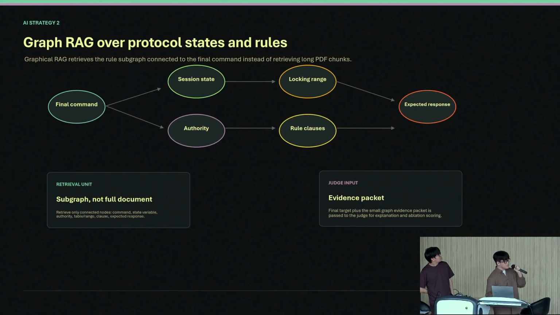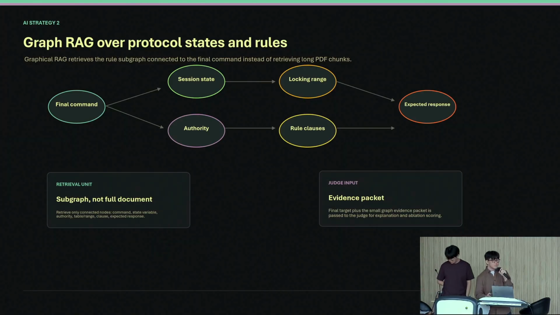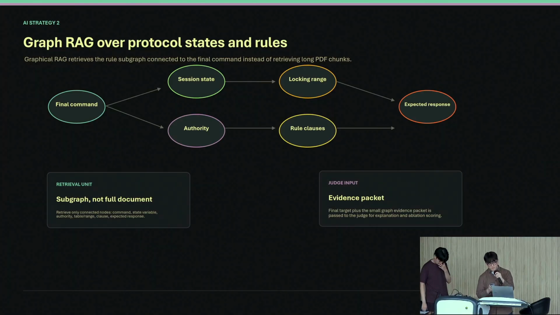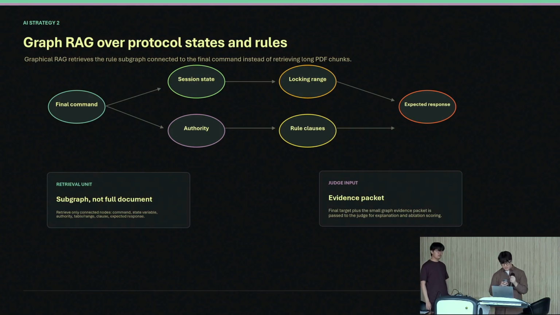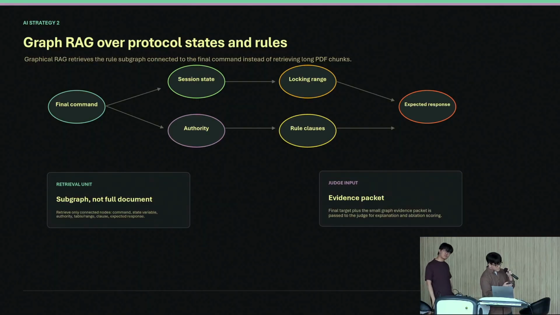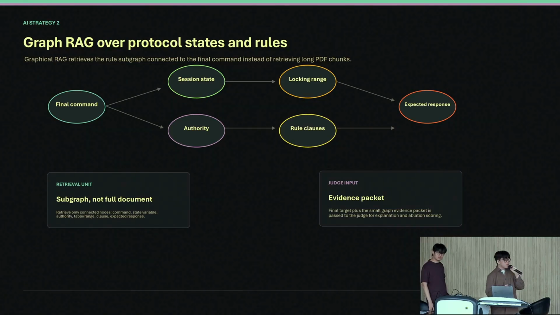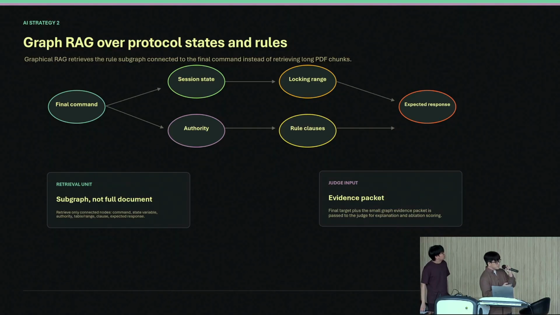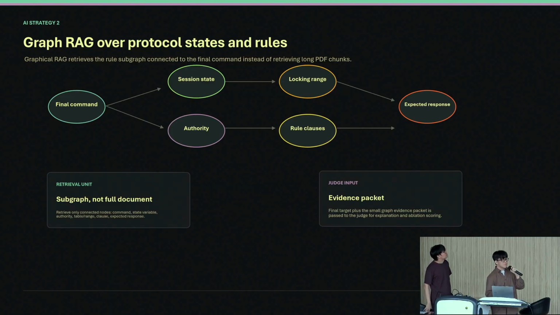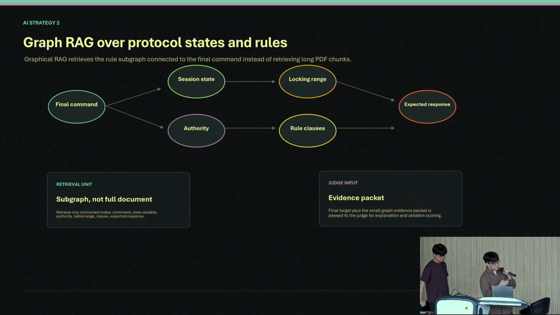Our second method was GraphRAG. Initially, the naive approach dumps long spec text into the model as a prompt, which we thought was inefficient. Instead, we built a graph of protocol states and rule clauses, such as session state, authority, etc. For each final command, we only retrieve the connected subgraph to optimize the prompt length and tokens. So the judge finally gets a small focused evidence packet instead of entire pages of text.